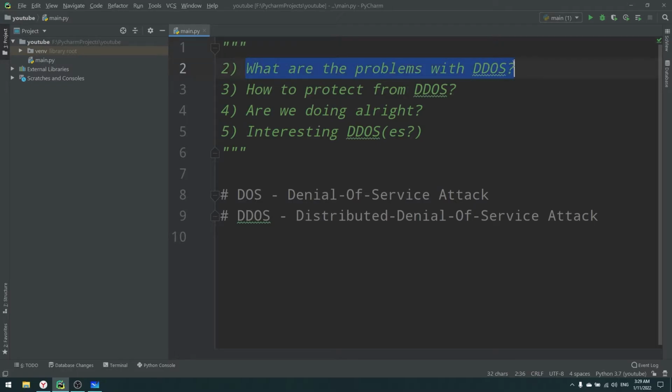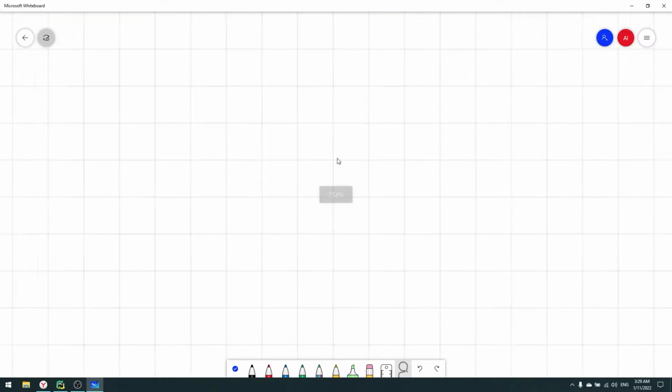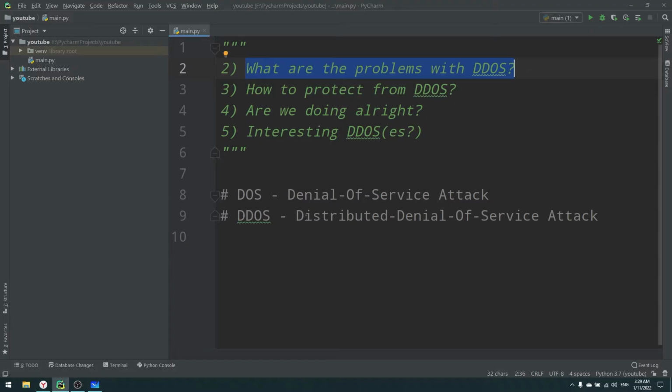The second one is, what are the problems with DDoS? What are the actual problems with that? Whenever we talk about anything in security, we need to understand that for some problems there is a fixed, simple solution. For example, a very simple solution for something in security: don't expose your passwords. Very simple, though there are different hashing algorithms and all that stuff. But for some problems, there are fixed solutions.